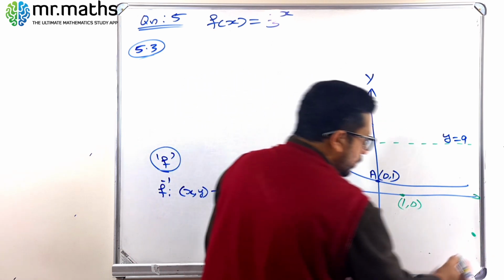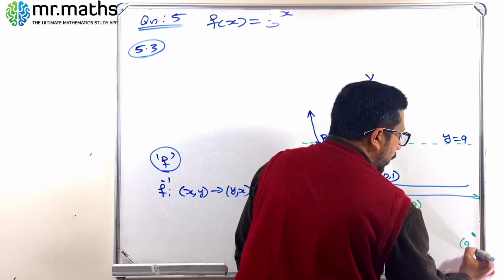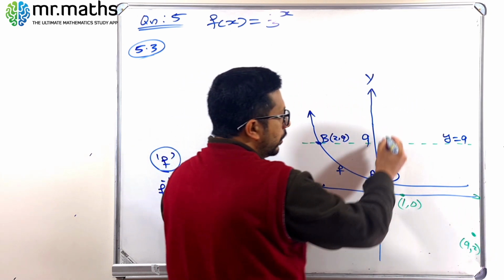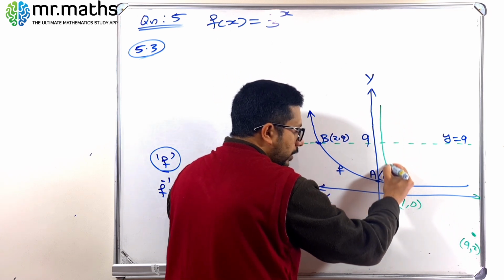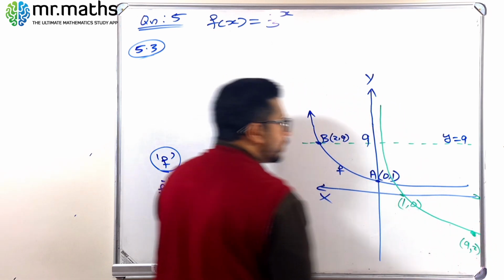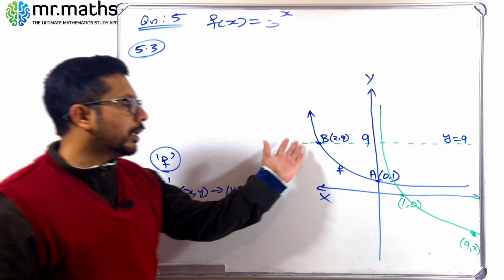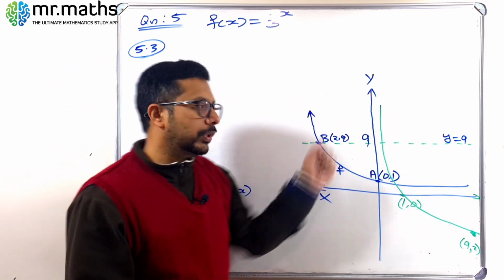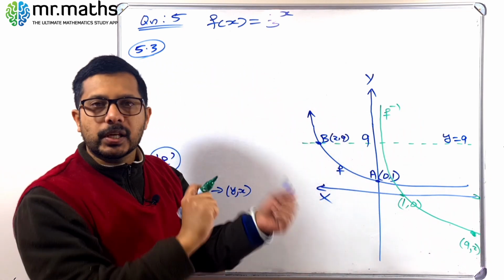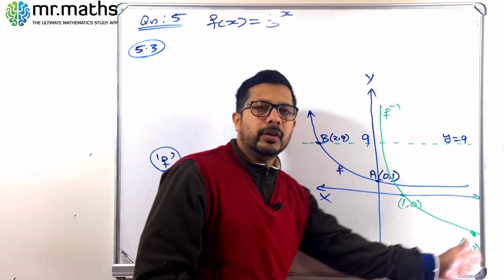Okay, so what is the coordinate here? 9 comma 2. We swap x and y. So now if you draw that graph, you can see that it will pass through this point and it will pass through this point. Okay, so this is the f inverse graph. For f inverse, we swap x and y, and we get the shape of the f inverse graph.